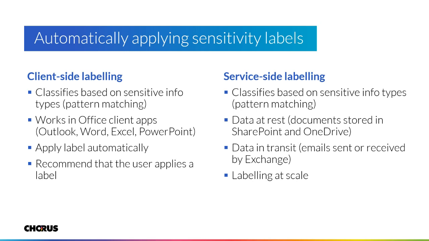When it comes to applying sensitivity labels automatically, you've got a couple of options here. So client-side labeling works almost in real time as users are working in Outlook or in the Office client apps or in Office Online. And you can basically recommend a label or apply a label automatically based on what that user is doing. So we're pattern matching, we're looking for sensitive information, and we're either automatically labeling that content or recommending that the user applies a label.